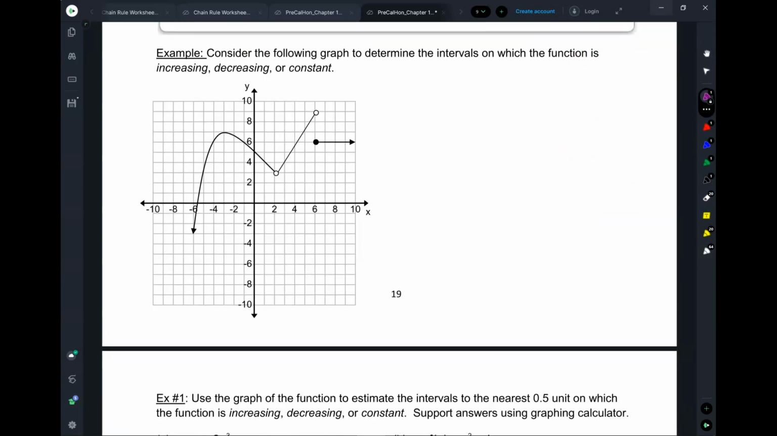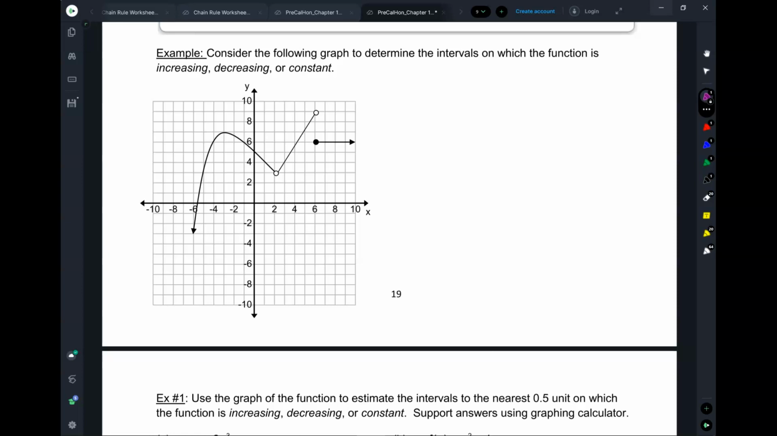Here's what I need you guys to understand, and this is a subtle thing that people miss sometimes. Increasing and decreasing is defined over an interval. So something is never increasing at a specific point. It's only increasing from point A to B. It's only increasing from 1 to 3, not at x equals 1. That's going to be important when we identify the regions where something is increasing and decreasing.